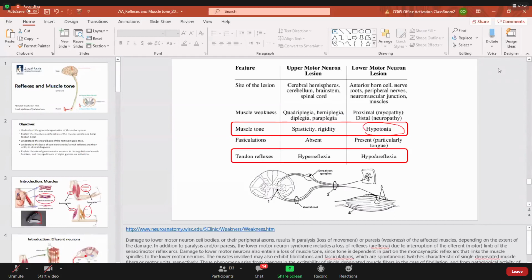Okay. So I found another question. Yes, Doctor, can you repeat the gamma loop?